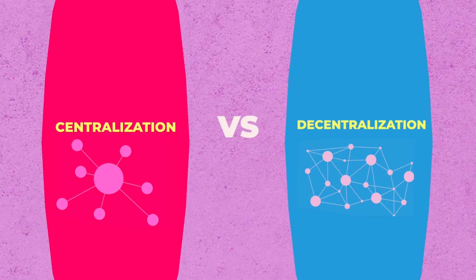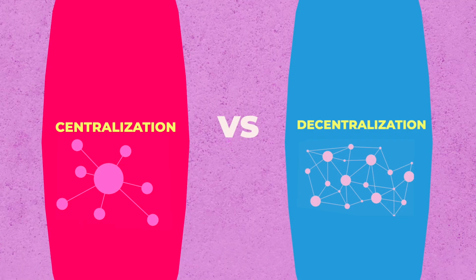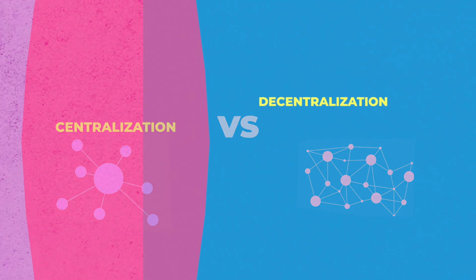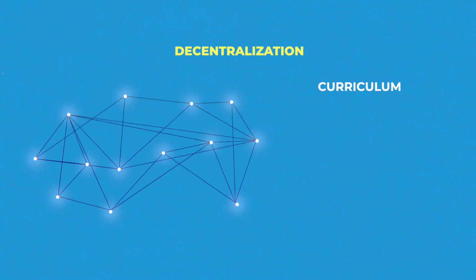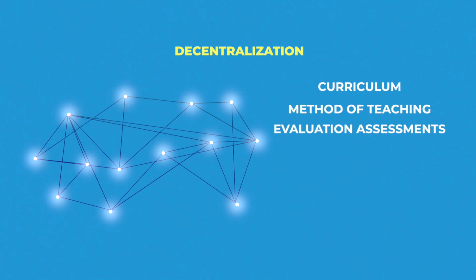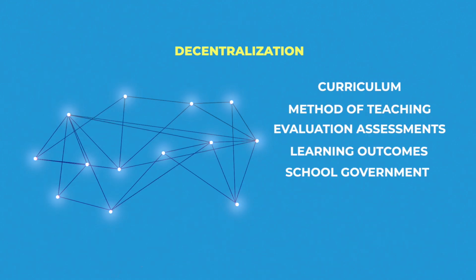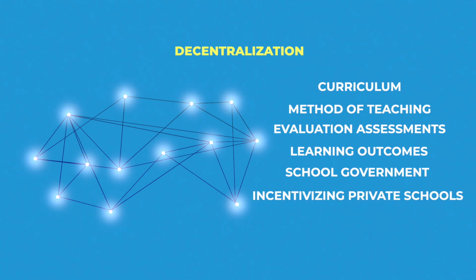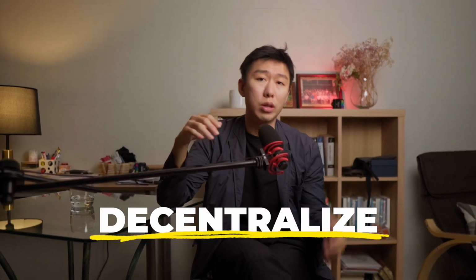This is another area that separates the blue and red system, whether the control of the education should be centralized or decentralized. The countries in blue used to operate on decentralized model for their curriculum, method of teaching, evaluation assessments, learning outcomes, school government, and even incentivizing private schools. So instead of having one monolithic education and school monitoring, they will decentralize the responsibilities, leaving to districts, provinces, cities, and schools, even to individual teachers.